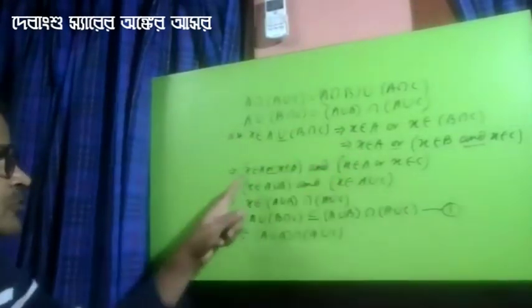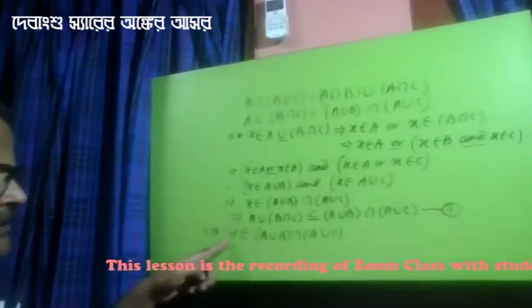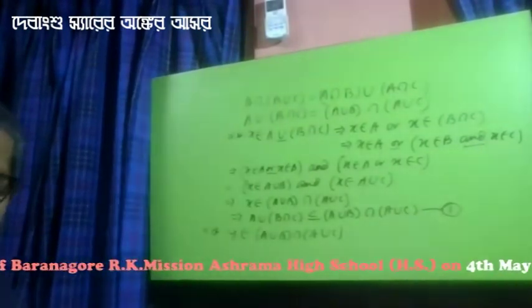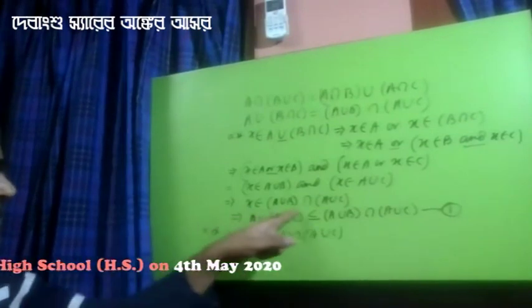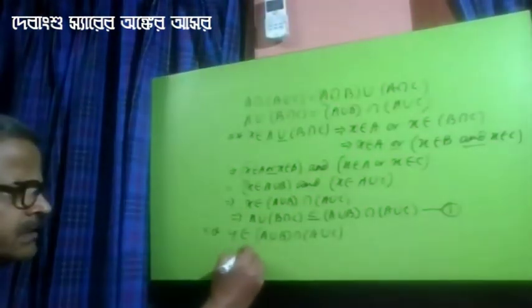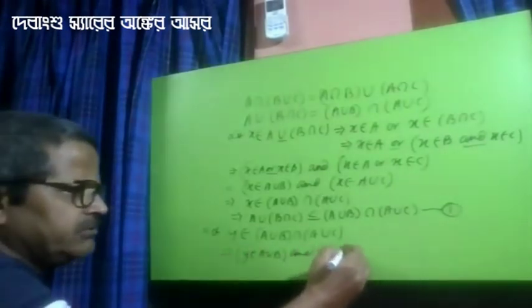First, second, third, fourth, fifth, sixth, seventh. Now replace X by Y and write from bottom to up. See the step. If you replace X by Y, you will get this. So next will be Y belongs to A union B, and Y belongs to A union C. Just notice that this step is nothing but this. Only X is replaced by Y.